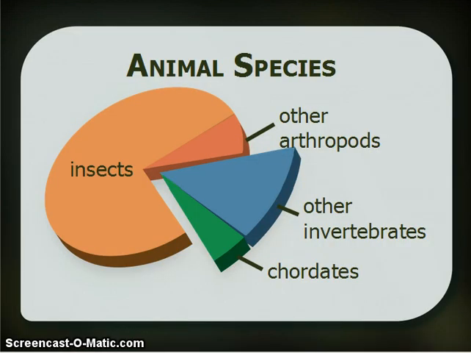And if you look at the animal species, you see the number of animals that are insects, the number of arthropods, the number of chordates, meaning true backbone, and then other invertebrates. You see here that most of the animals in the world are insects. Well, there's our introduction to the animal kingdom.